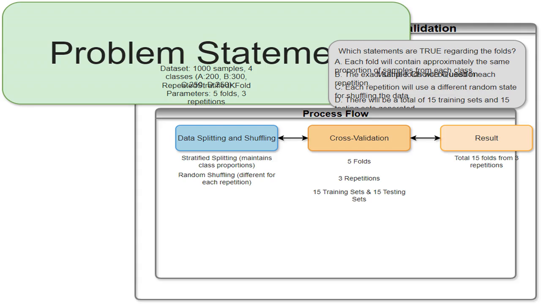This section sets the stage for the quiz. It presents a machine learning scenario involving a dataset with 1,000 samples and 4 classes, A, B, C, D, with unequal sample sizes. The core task is to understand how the "RepeatedStratifiedKFold" function in scikit-learn would handle this imbalanced dataset when performing 5-fold cross-validation with 3 repetitions.